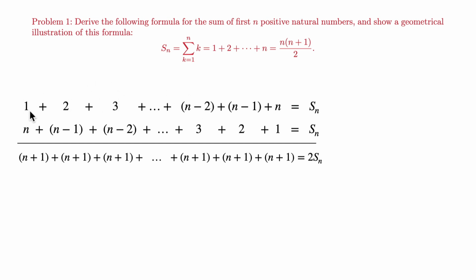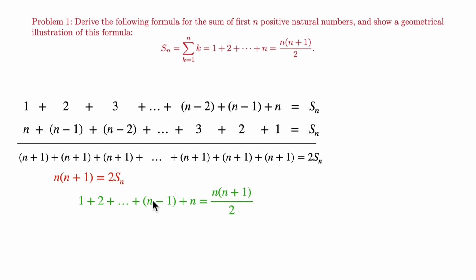Well, as many times as I had terms here. Right? And I have here n terms, starting with 1, ending with n, and each natural number is present. So this means that I have here n times n plus 1. And this expression, n times n plus 1, is equal to twice the sum I'm trying to compute. So I can write down that n times n plus 1 is equal to twice my Sn.